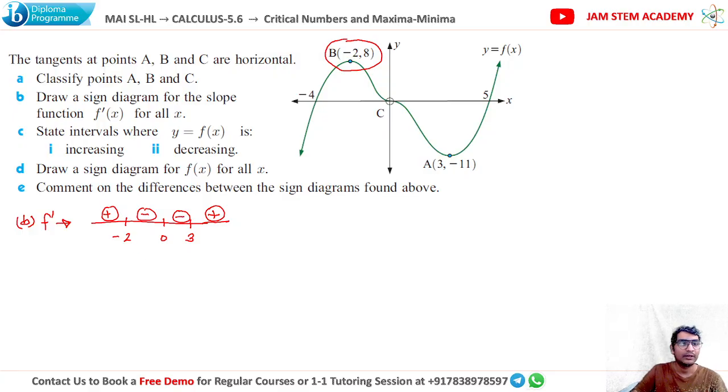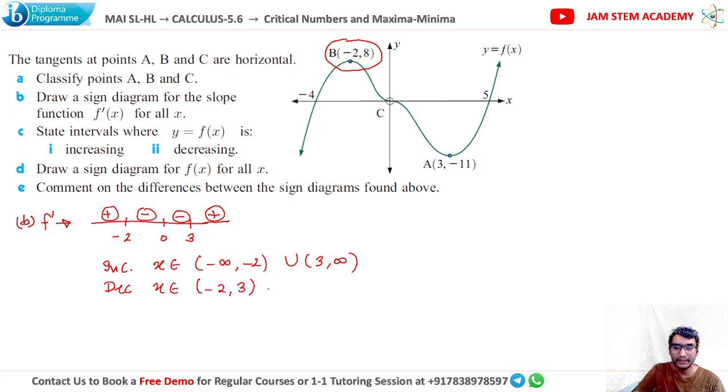Next, it says state the intervals in which y equals f(x) is increasing or decreasing. So simply by using the same sign diagram, we can say it is increasing when x belongs from negative infinity to -2 union 3 to infinity. And it is decreasing in the interval when x belongs from -2 to 3. At 0, I will reject this, it is not strictly decreasing there. So if you want, you can reject that 0 point. Otherwise, it's just a point. So even if you include it, that will not affect your answer.